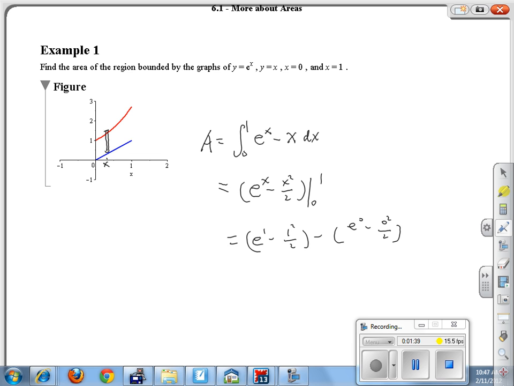Then you simplify it, you find that's e minus 1.5, right? So you can confirm this by using the TI-99, right? So this is the area bounded by these two curves.